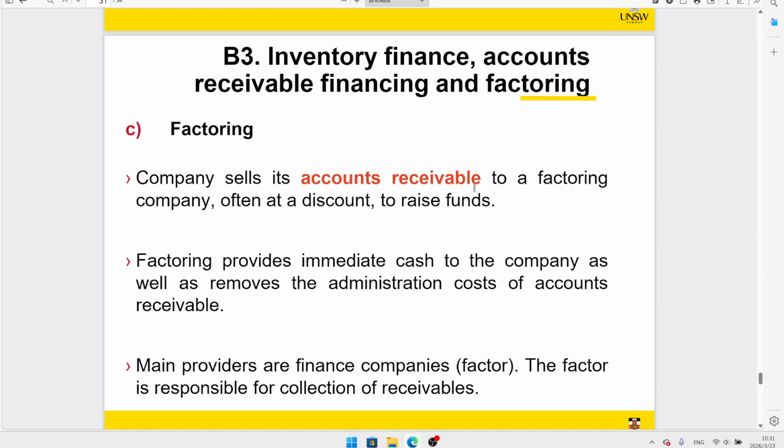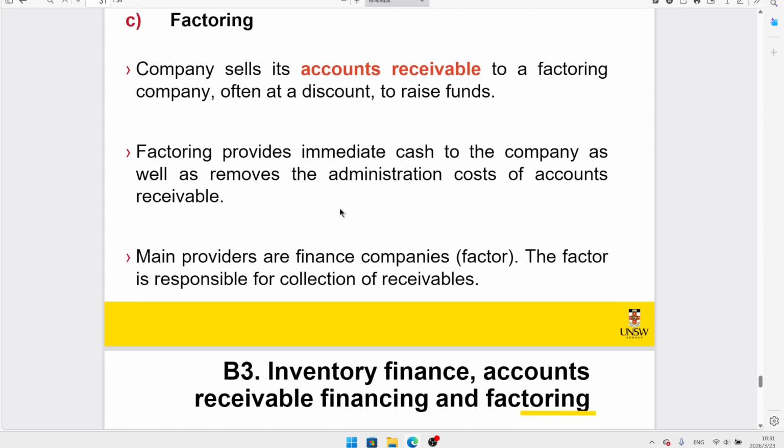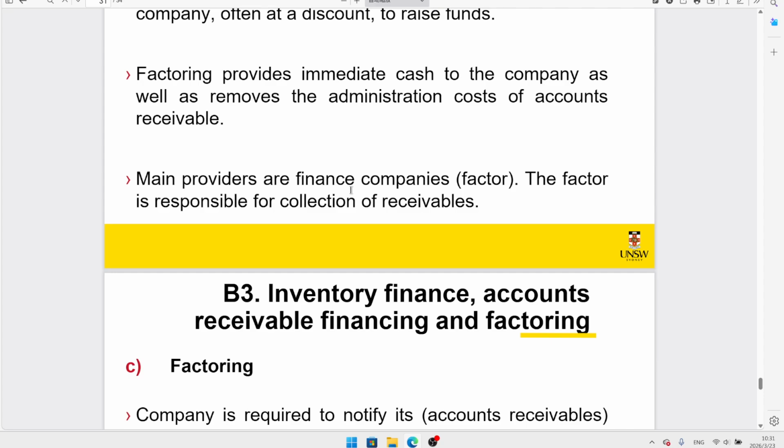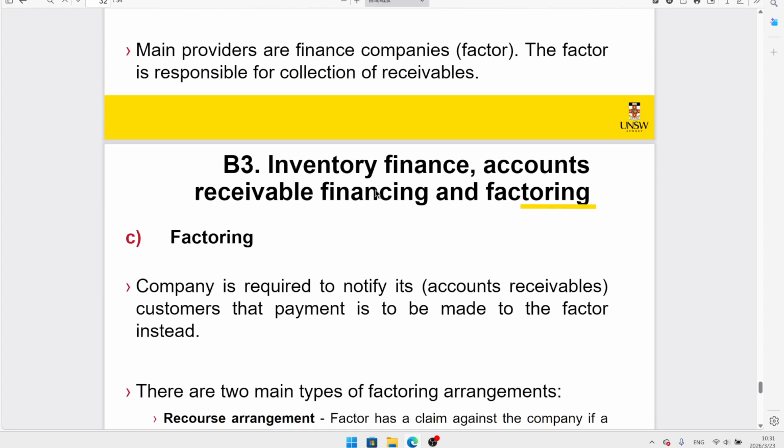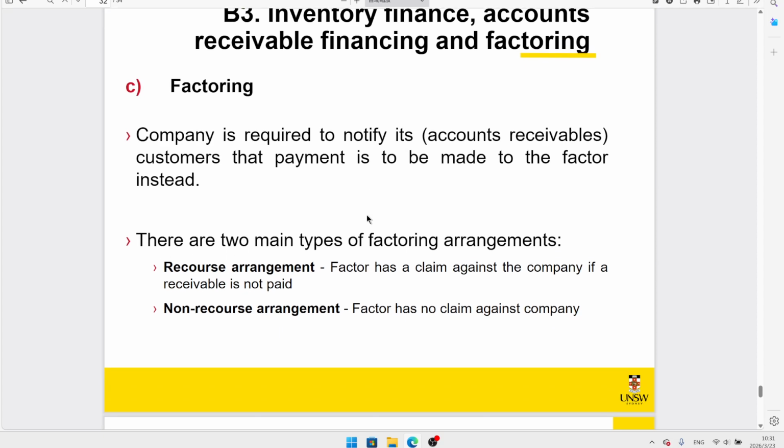Factoring is when a company sells its accounts receivable to a factoring company, often at a discount. Factoring provides immediate cash to the company as well as removing the administration costs of accounts receivable. The main providers are finance companies. The factor is responsible for collection of receivables. The company is required to notify its customers that payment is to be made to the factoring company. There are two main types of factoring agreements: the recourse arrangement and the non-recourse arrangement.